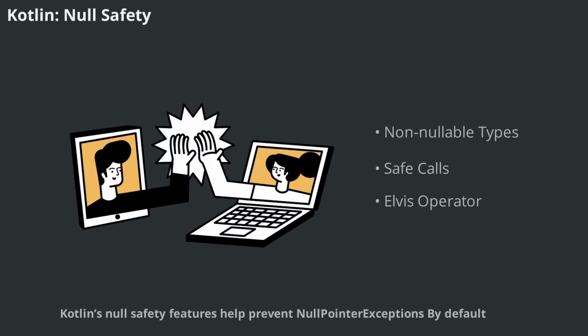Kotlin's null safety features help prevent null pointer exceptions. By default, types are non-nullable. You can use nullable types, safe calls, the Elvis operator, and not null assertions to handle nulls safely. Interviewers often ask you to explain or demonstrate null safety in Kotlin.